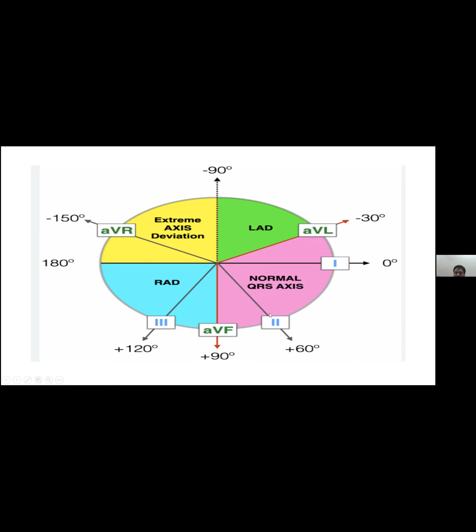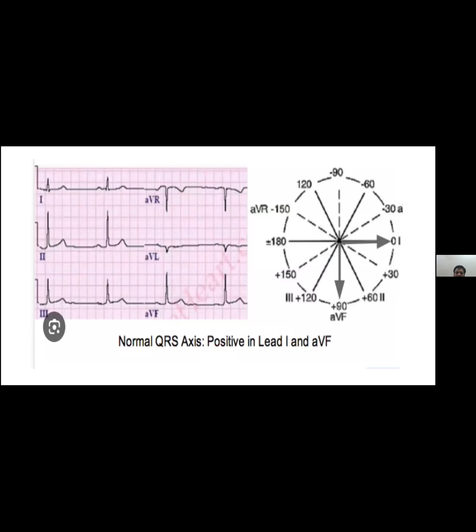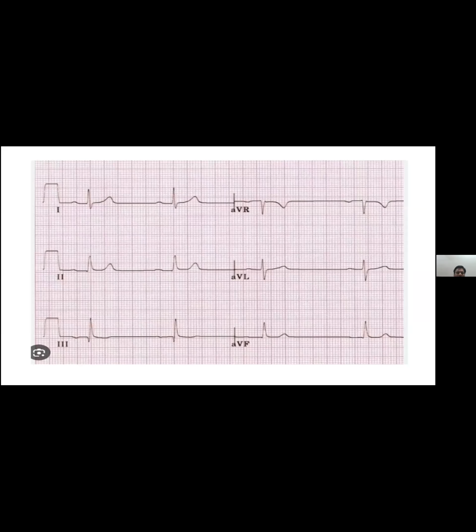This is because it is going away from the electrode. So here you see the normal axis. I was telling you about towards 60 degrees, that is lead 2. Whichever lead has the tallest QRS, think of it as the axis. Now you are making it simple: if lead 2 has the tallest QRS, think of it as the axis. Most of the time it is the tallest QRS, it is the axis, and it is the normal axis. You will see subsequent examples.